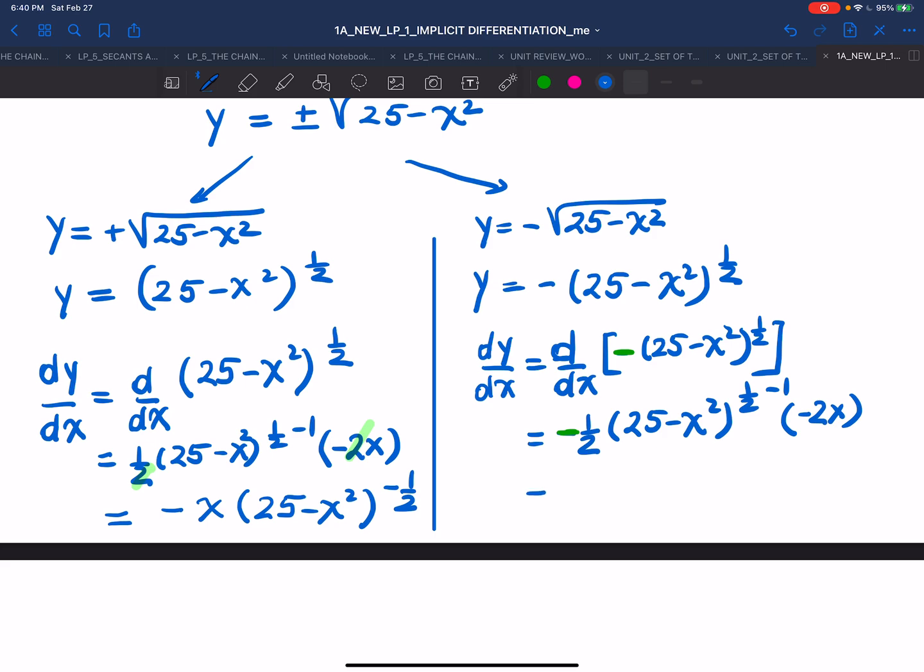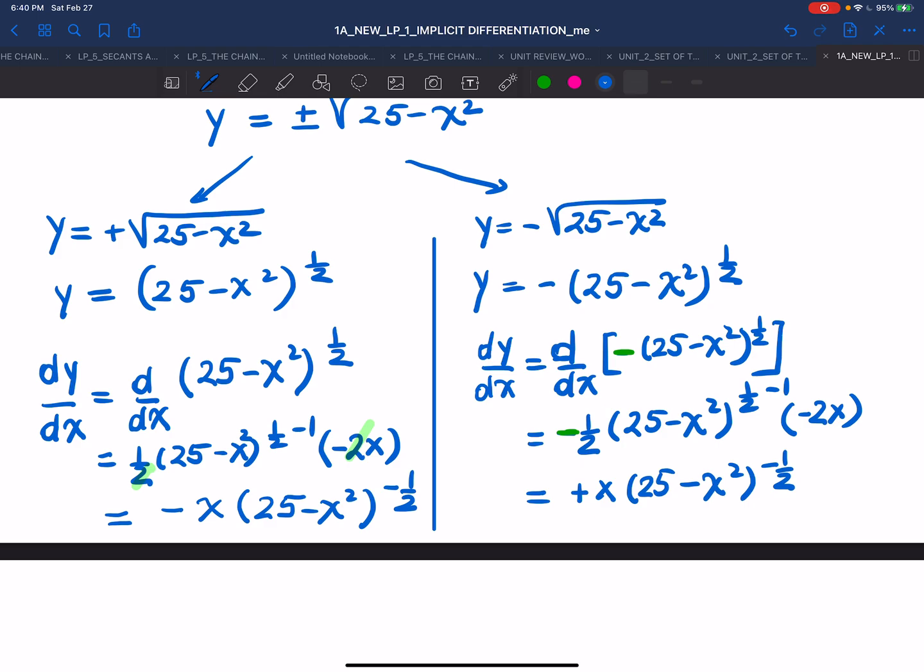So here we go again. Let's simplify. And we'll say that the other derivative would be negative, and negative will make a positive. So these two negatives will make a positive. The 2's will simplify to 1. And then we have x times 25 minus x squared to the power of negative 1 over 2.